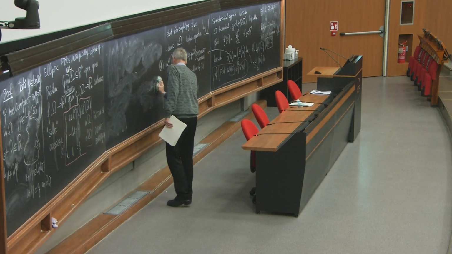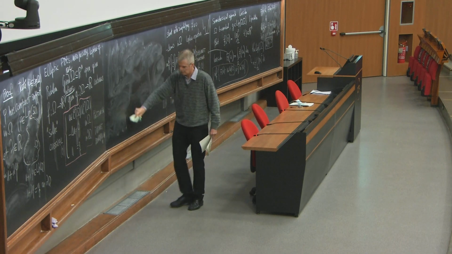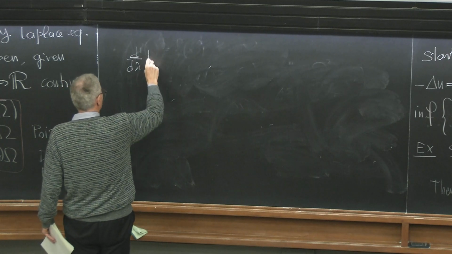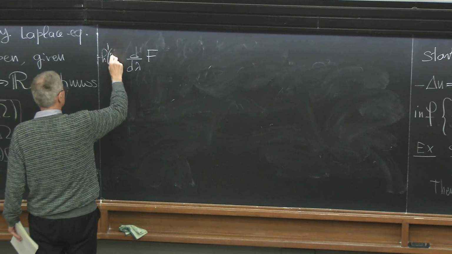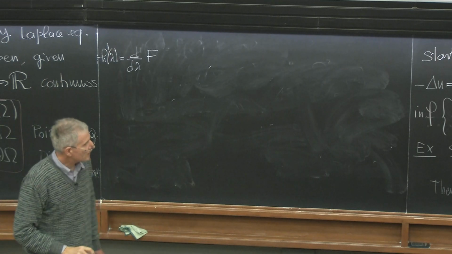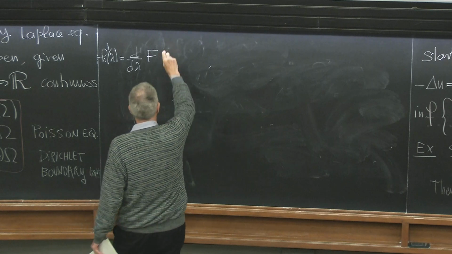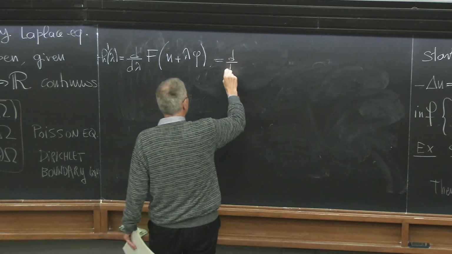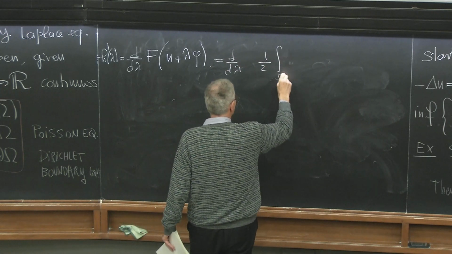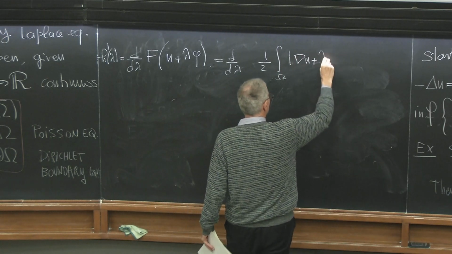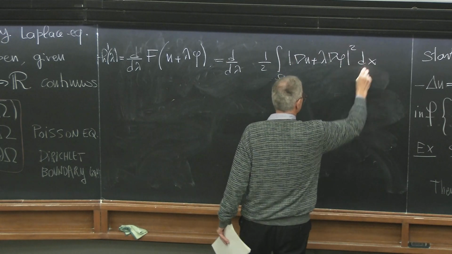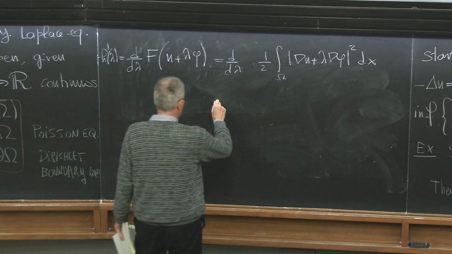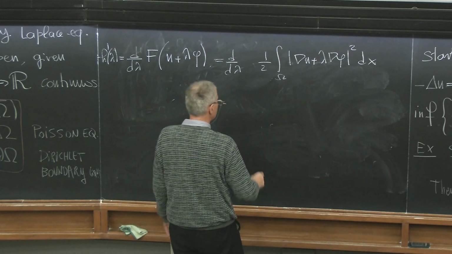Let's do this computation. Maybe I start the computation. So, d over d lambda of f, so h prime of lambda, is equal, by definition, to d over d lambda of f of u plus lambda phi, which is d over d lambda of 1/2 integral over omega of grad u plus lambda grad phi squared dx. And now we can differentiate inside the integral.